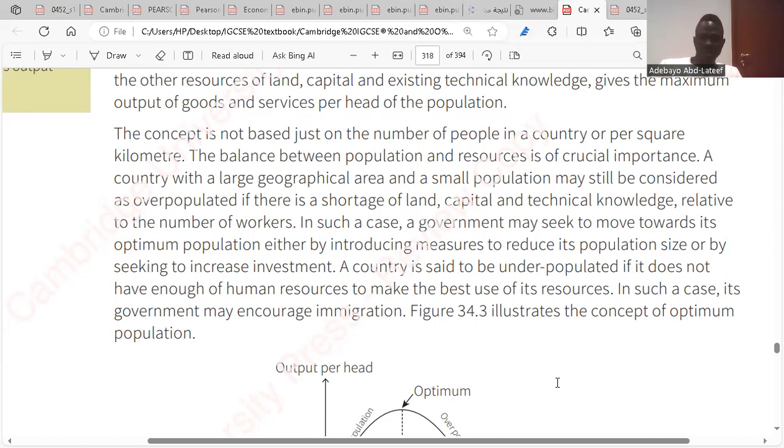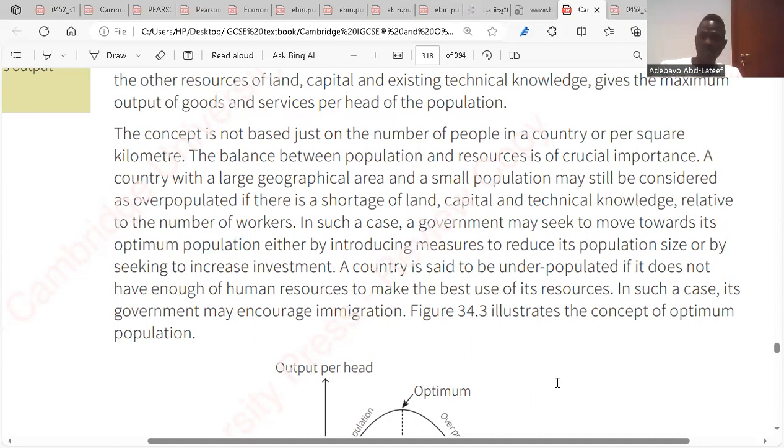Then they said, in such a case, a government may seek to move towards its optimum population either by introducing measures to reduce its population size or by seeking to increase investment. Because here, the resources available are not enough, the government could come up with policies to increase productivity and investment so that they can reach the optimum level. Or it could come up with policies that will reduce the birth rate.